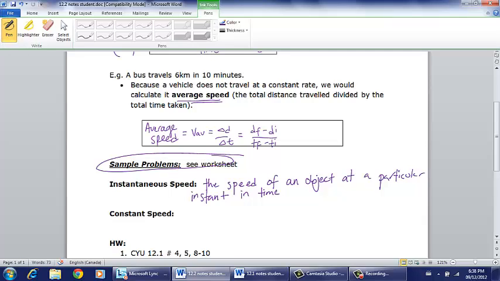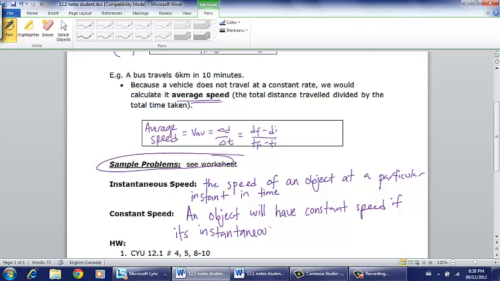Constant speed: an object will have constant speed if its instantaneous speed is equal to its average speed.